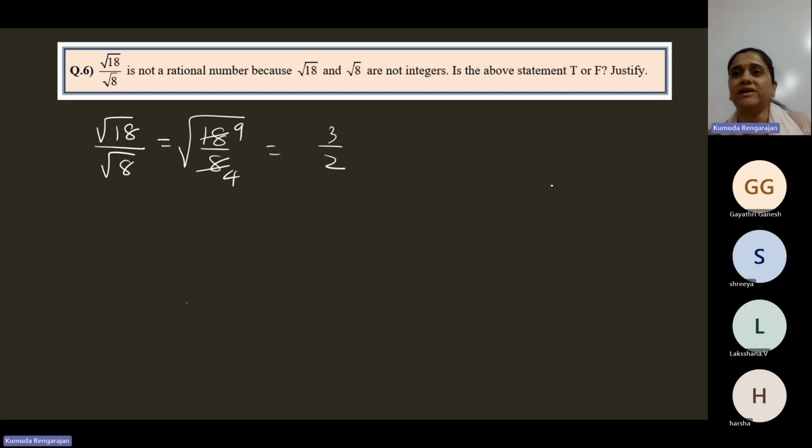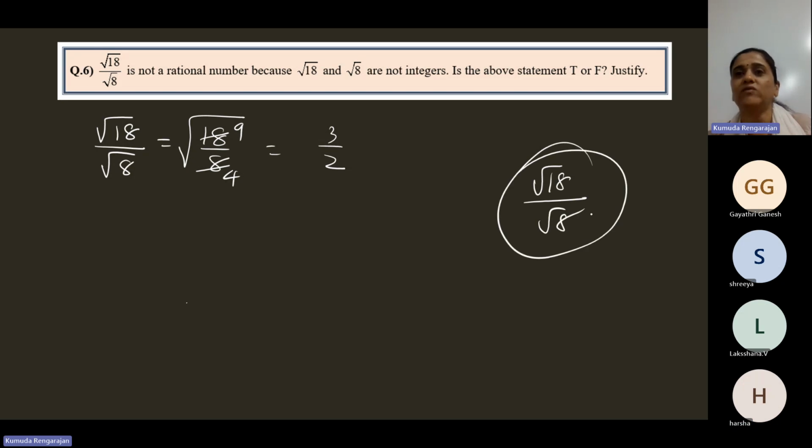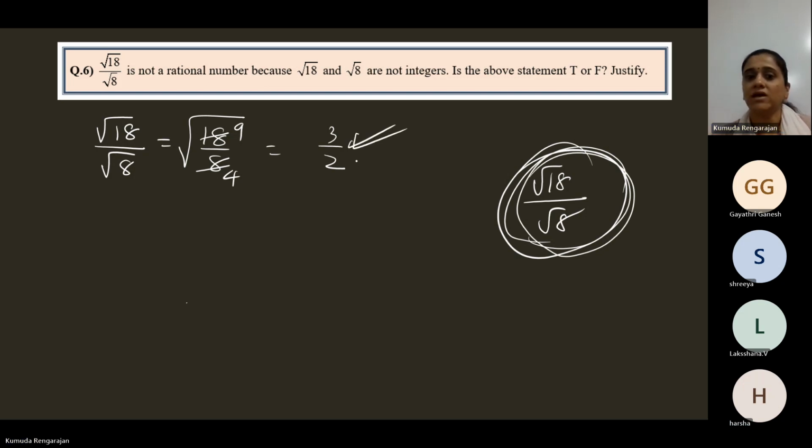Supposing you write a test for 2 marks, and your teacher gives you this, that means you've got 1.5 marks, 3 by 2. The value of this one is 1.5, 3 by 2. Now look at 3 by 2. The numerator is an integer, the denominator is an integer. Integer by integer is a rational number.